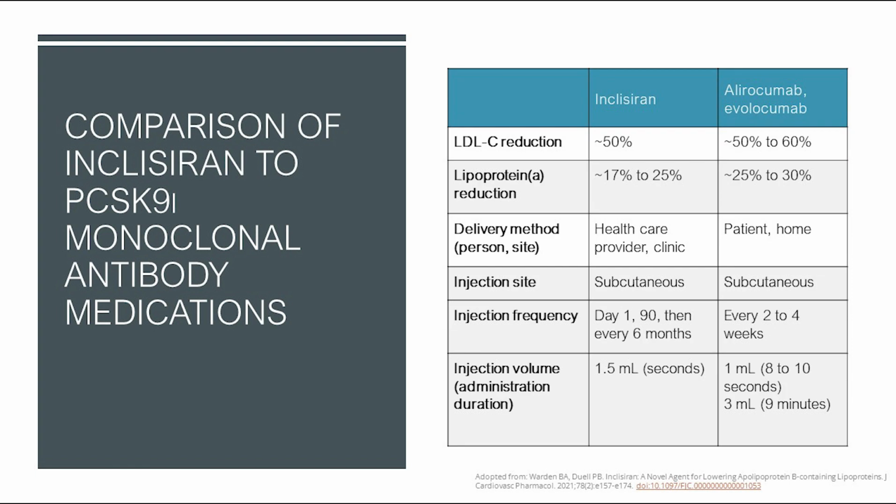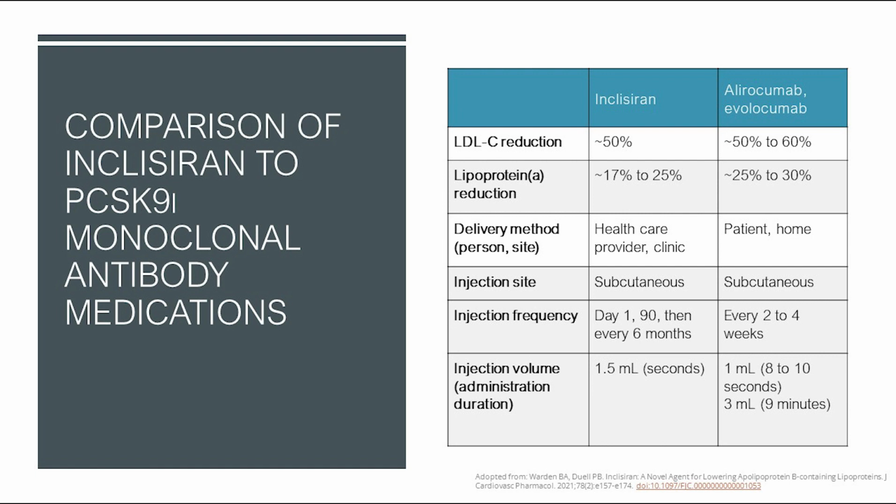The expected reduction in low-density lipoprotein cholesterol with inclisiran is around 50%. And again, you really get to that number within 1 to 6 months of use, whereas our monoclonal antibodies generally have a little bit of a higher expected reduction in LDL of about 50 to 60% reduction. The expected amount of lipoprotein A reduction with inclisiran is 17 to 25%, whereas with our monoclonal antibodies, that is also a greater reduction of 25 to 30%.